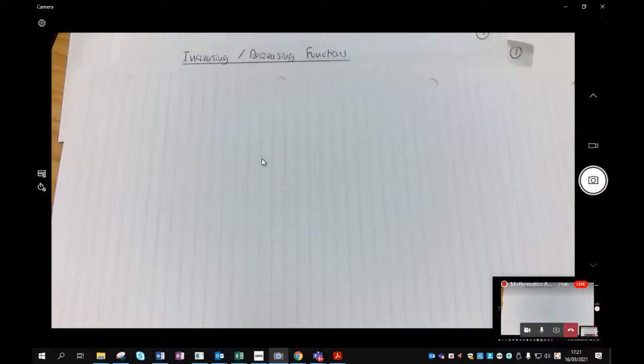So as soon as you get a question that mentions an increasing function, you put dy by dx is greater than naught, and the decreasing function is getting smaller, so the gradient is negative, so dy by dx is less than naught. If a function is neither increasing nor decreasing, it is, as we discussed last week, a stationary point.